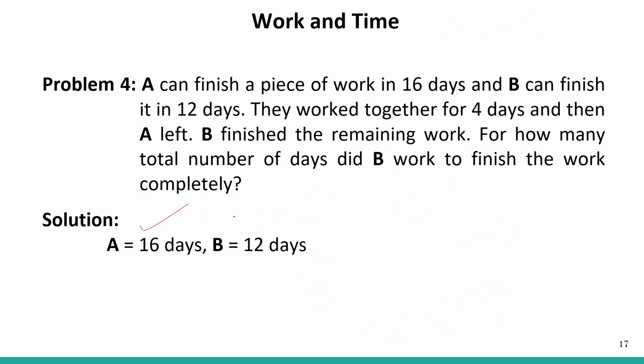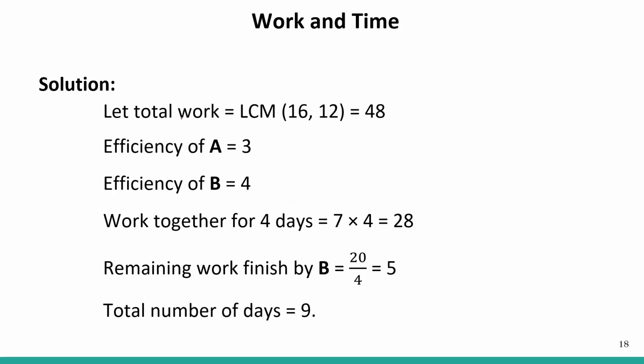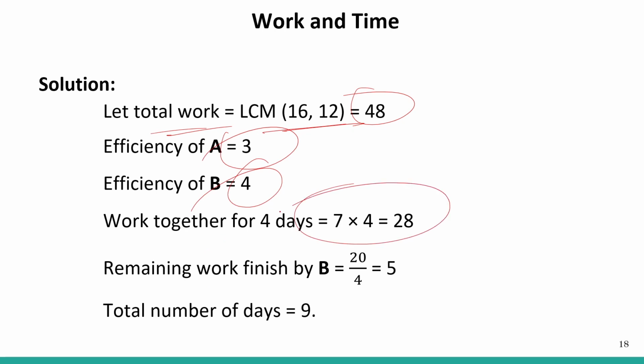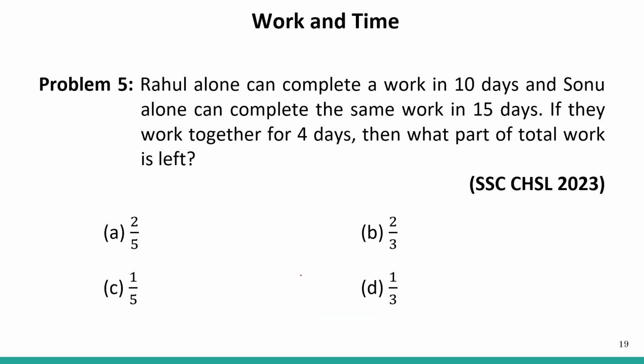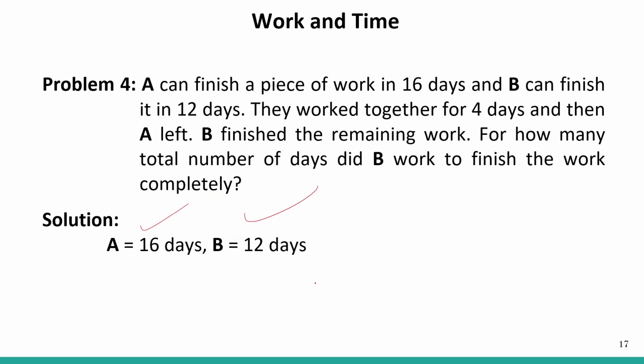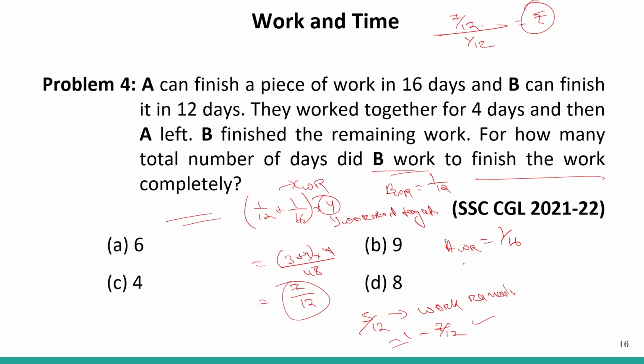So A is equal to 16 days, B is equal to 12 days. Let the total work be the LCM of 16 and 12, which is equal to 48. Efficiency of A is equal to 3. Efficiency of B is equal to 4. So working together for 4 days, they complete 28 out of 48. So remaining work finished by B is equal to 5 and total number of days is equal to 9. Okay. So it will take how many days? 7 days. Okay. I think there is some mistake here.